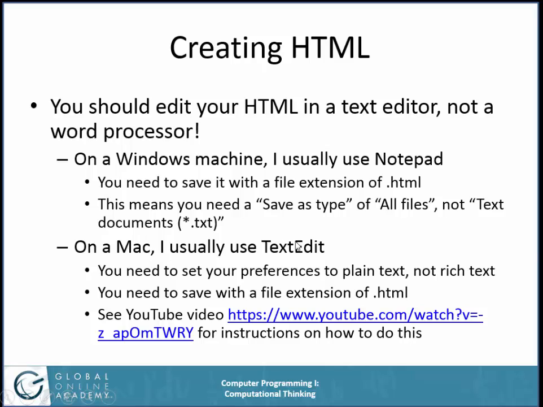On the Mac, I usually use the TextEdit program, which is available in the Applications folder on every Mac machine. You need to set your preferences to plain text, not rich text. Rich text includes formatting stuff like a word processor would. And when you set your preferences, that only takes effect the next time you open up TextEdit. So you'll want to go in, set your preferences to plain text, close it, then open up again. You need to save your file with a file extension of .html.